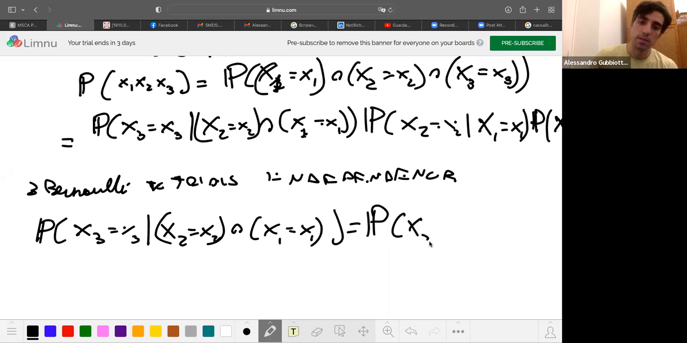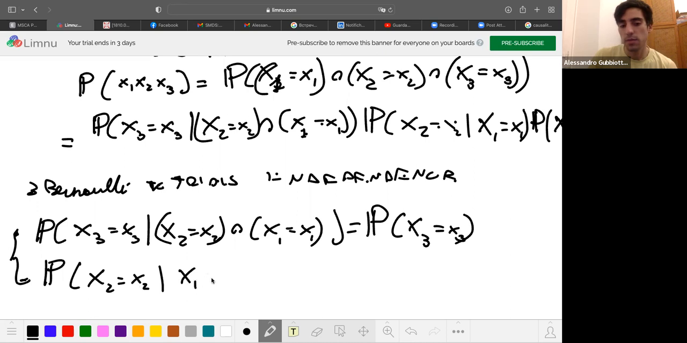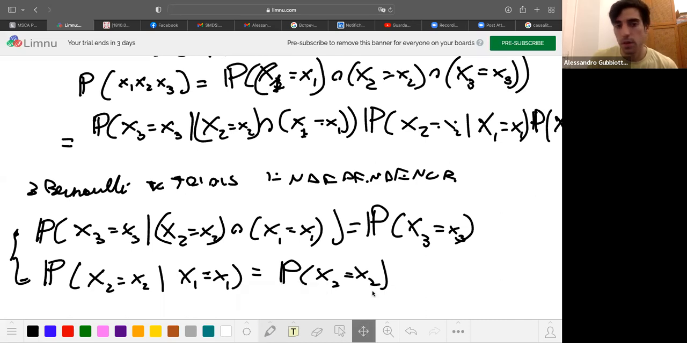So this is the first hypothesis, and the mathematical formulation of independence is this set of two equalities: the probability of the third coin toss, given the first two, is not influenced by the realization of the other two tosses, and the probability of the second toss is not influenced by the occurrence of the first coin toss.